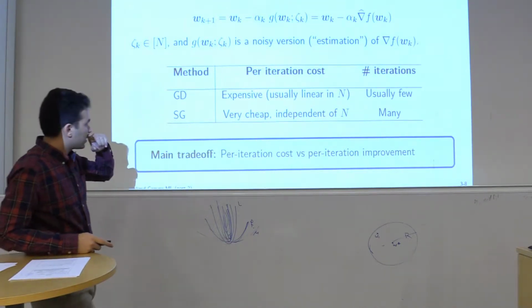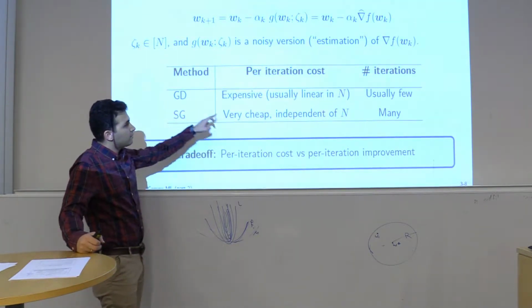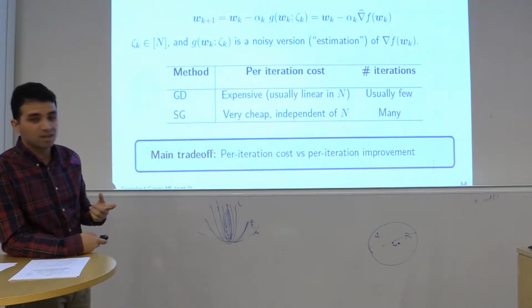Then, just for the sake of comparison, we have gradient descent, which usually has an expensive iteration cost.